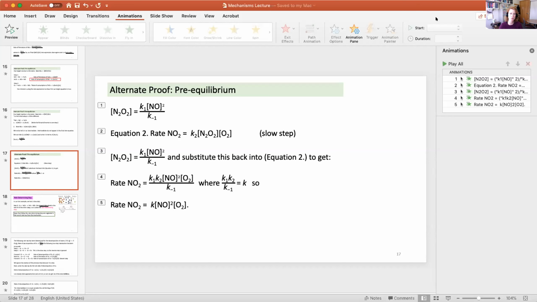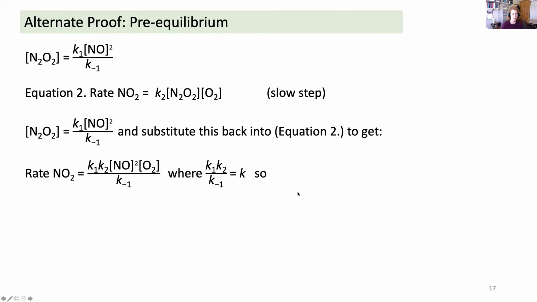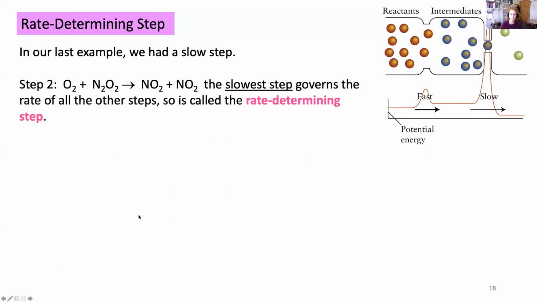Okay, so we're here. We're substituting that back in, and that gives us our rate is equal to this, and so this all equals k, and that's our third order rate law, where we have second order in NO and first order in NO2.